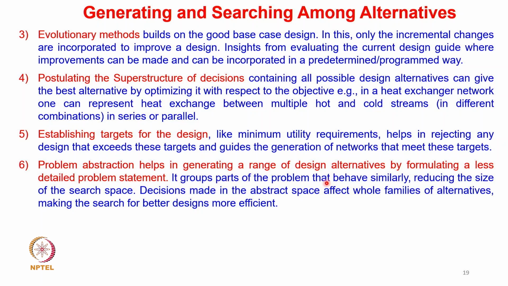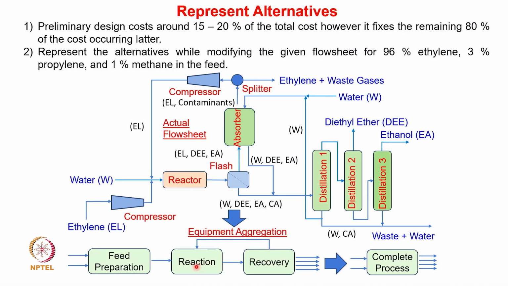It groups parts of the problem that behave similarly. It reduces the size of the subspace. Again, the decisions made in the abstract space affect whole families of alternatives, making the search for better designs more efficient. So what we can say here is that the decisions made are actually applicable to the entire block, the entire group of equipment. For instance, here you can see that whatever decision we make after the reaction will be applicable for this entire recovery block.